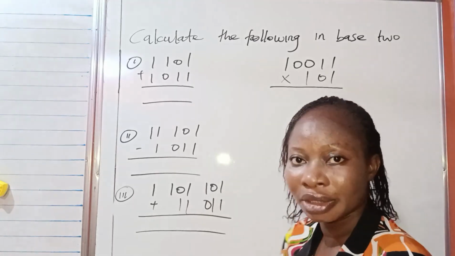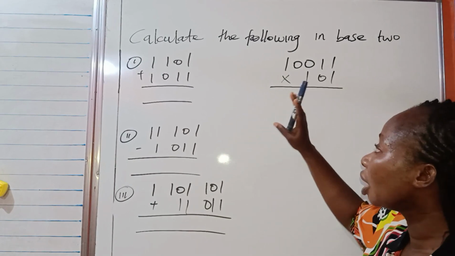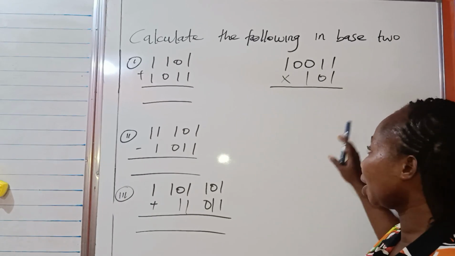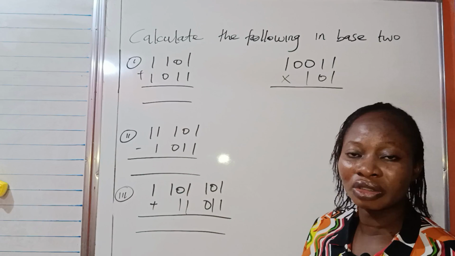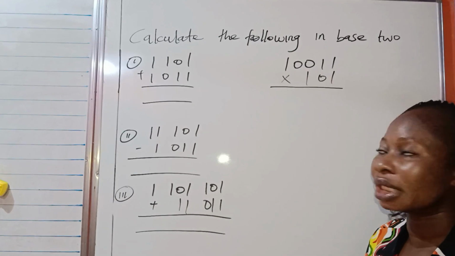Calculate the following in base 2. We want to calculate the following in base 2. So this is basic operation on binary numbers. We want to add, we want to subtract, and also we want to multiply. So let's solve number 1 together.